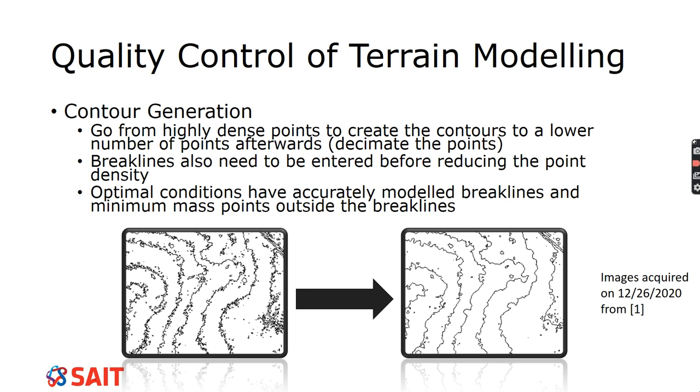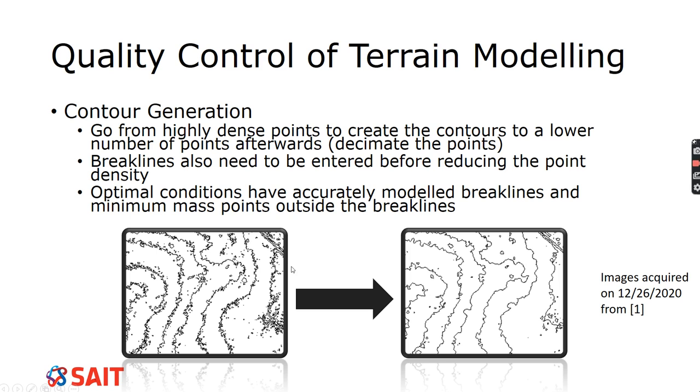So what we're doing when we're generating contours on a DTM from LiDAR is we start with very highly dense points, and then we create contours from there, and then we keep lowering the number of points to smooth out the contours. So you can see here that we have very noisy contours, and then they're slowly reduced down to smoother contours that make it easy to read. That's what we're really going for. If we are using break lines, they need to be entered before we reduce the point density.